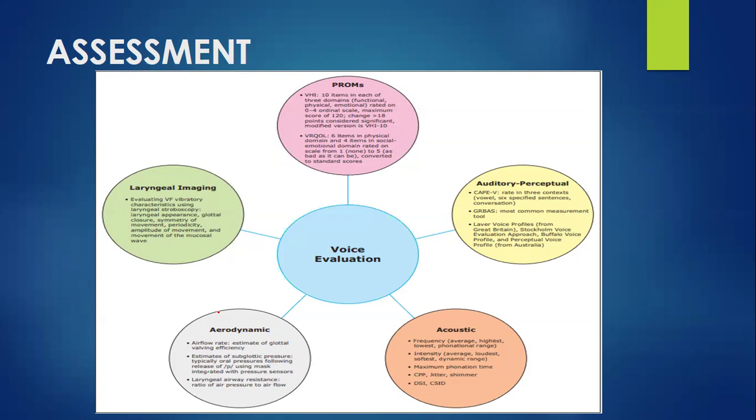Then there's the GRBAS scale, which is a more international scale, and it's a very common measure for rating a person's vocal quality.